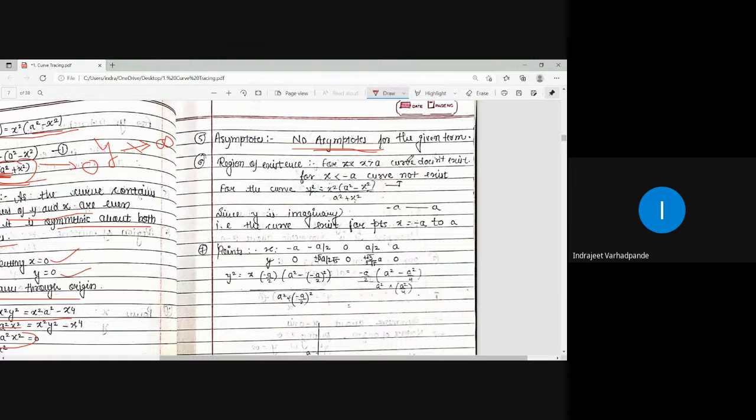Region of existence: for x greater than a, curve does not exist. It exists only for x less than minus a.